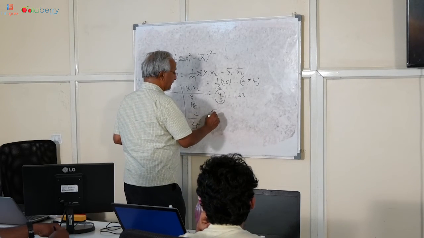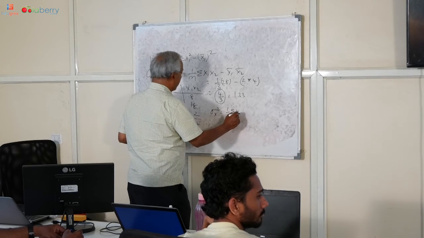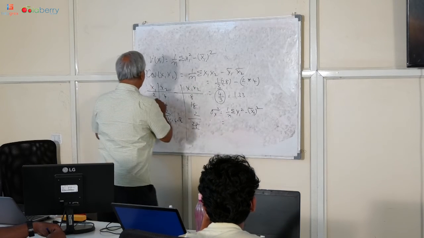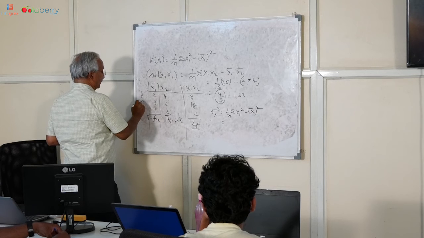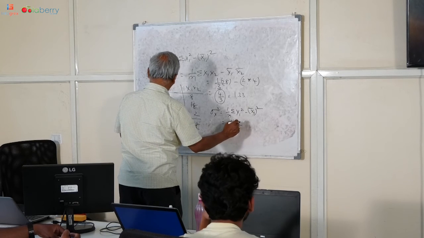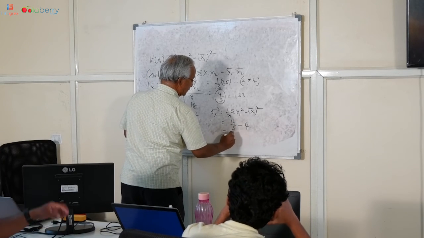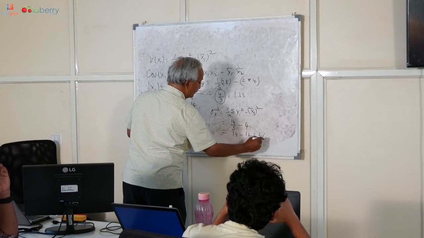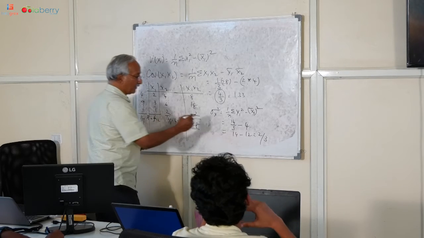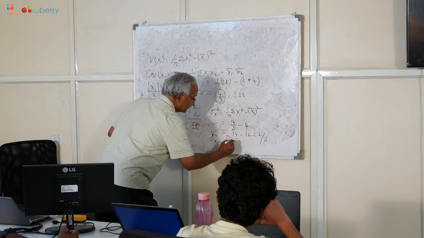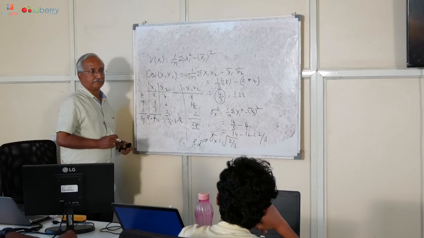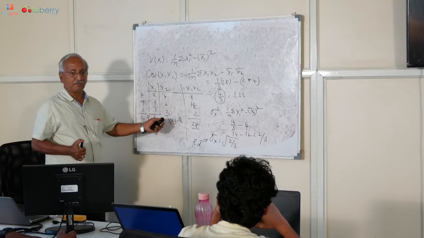My variance I will determine as 1 by n sum x1 square minus x1 bar square. So x1 squared values are 4, 9 and 1, which sum to 14. So this is 14 by 3 minus the square of x1 bar, which is 4. So this is 14 minus 12, so this is 2 by 3. That is the variance. Suppose I want the standard deviation, it is the square root of the variance. So this is how you calculate the covariance.